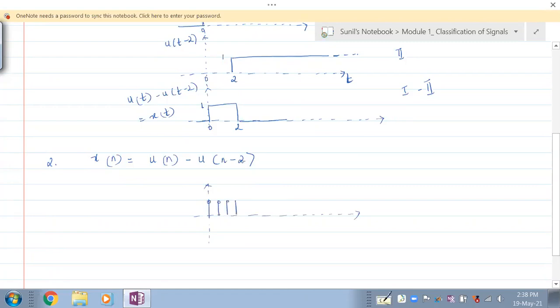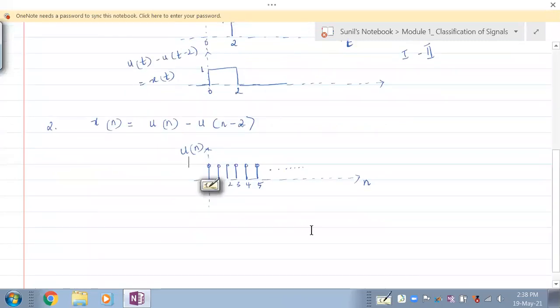They're all samples ranging from 0 to infinity. You can just put dots like this. It starts from 0 and goes till infinity. So x-axis is n and y-axis is u of n. Let me write that properly. It's u of n. Fine. Write u of n minus 2 right below that.